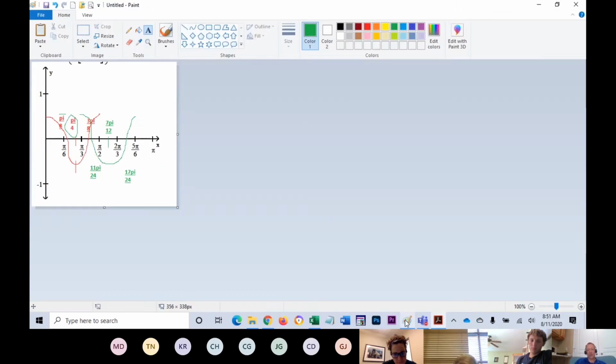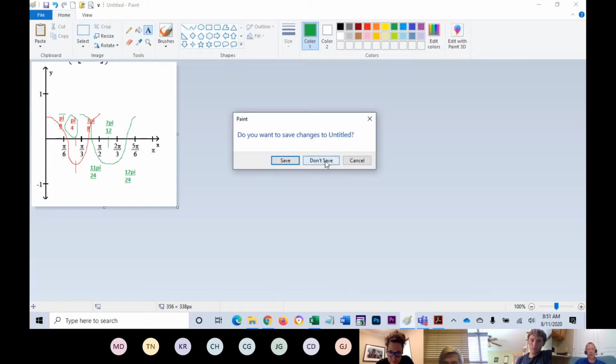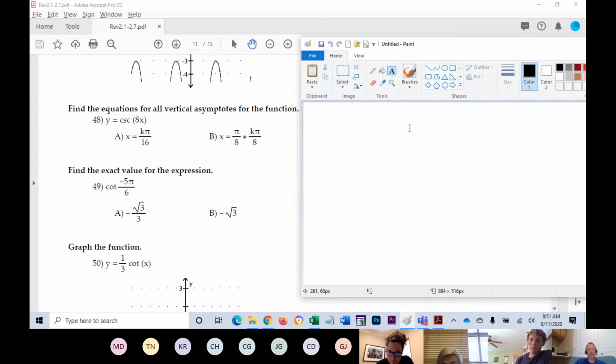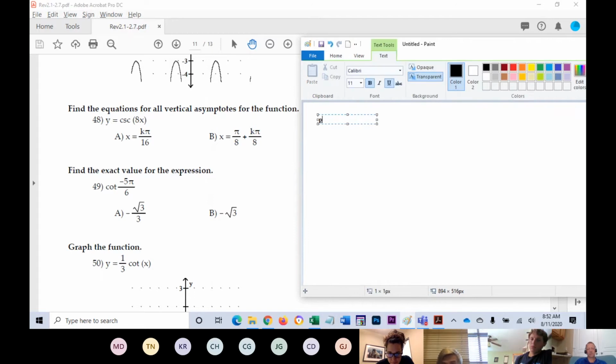So here's probably how I would do this, because I can't remember. Okay, so I've got the cosecant of 8x. So what's your period? Are we going to do the period for sine or for the cosecant? Let's do it with the sine first, because it'll be the same for the cosecant. So it'd be 2 pi divided by 8, which would be pi fourths, right?